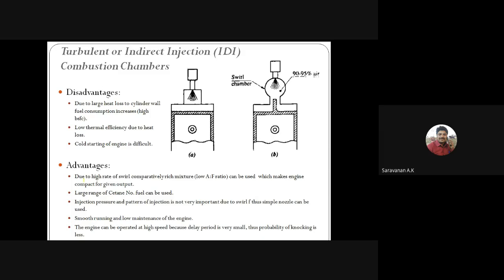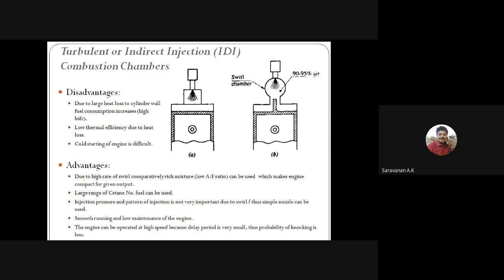Then the third one is the turbulent or indirect injection combustion chamber. These combustion chambers are similar to the pre-combustion chamber.